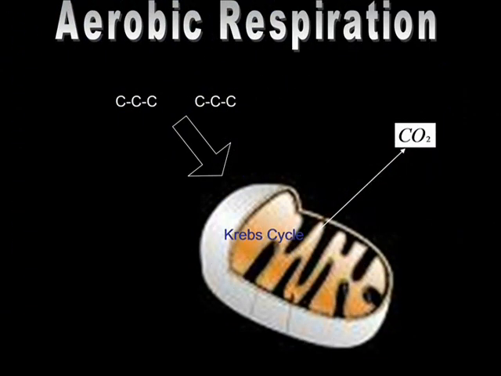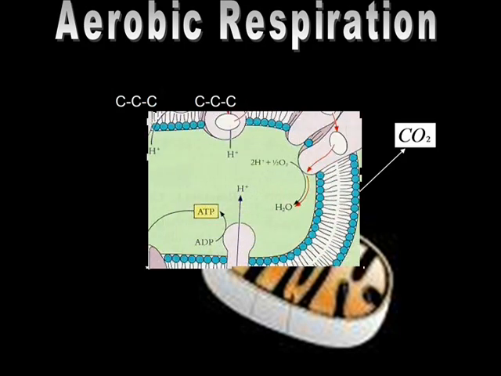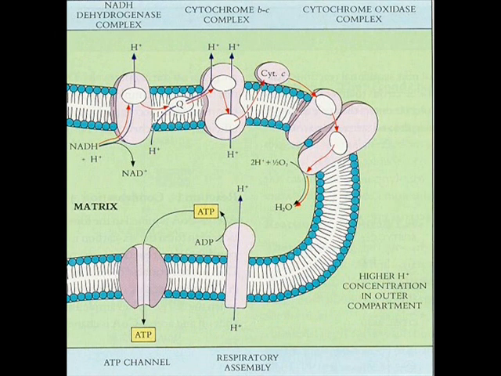In aerobic respiration, the pyruvates enter the mitochondria and go through the Krebs cycle, which will create carbon dioxide. Then they go through the electron transport chain. Hydrogens will be going down a concentration gradient and giving off energy. This is also where water is created.